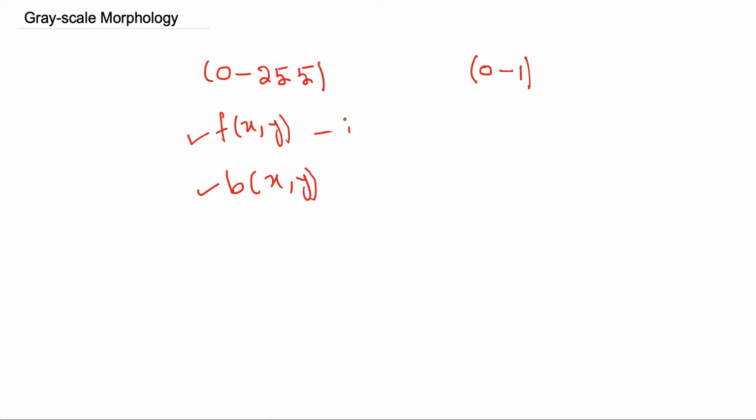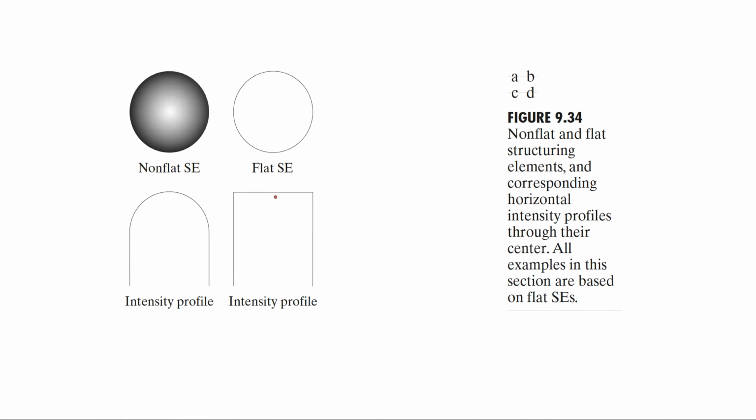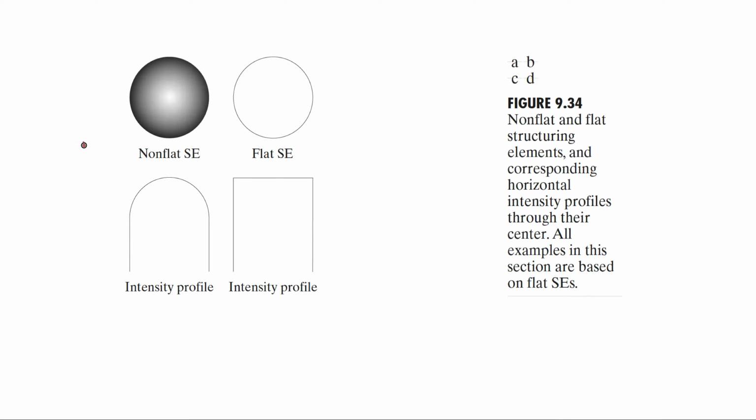So this is my image and this is the structuring element that I'm going to use. As we know, the purpose of using a structuring element is to examine or extract the properties that we are looking for in an image. In grayscale morphology, we can have two different types of structuring elements: the first one is a non-flat structuring element and the second one is a flat structuring element. These are the two types we can use when doing morphological image processing on grayscale images.